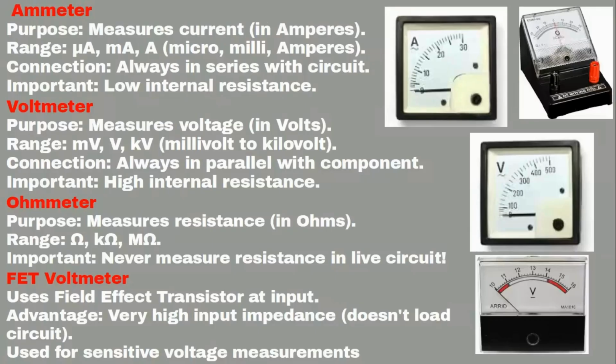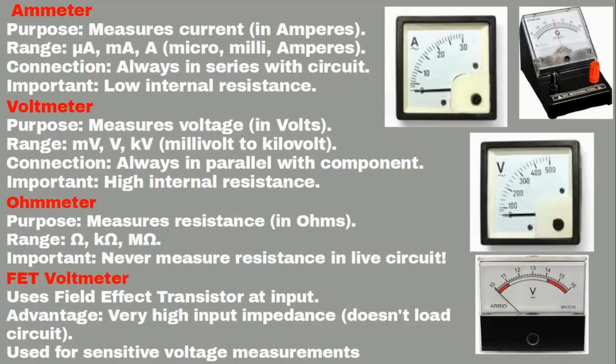All right. Point-wise, we'll discuss what an ammeter is. The purpose of an ammeter is measuring current in amperes. There are two types: AC ammeter and DC ammeter. Ranges are from microamp to milliamp and ampere. Connection is always in series with the circuit. This is a very important point: when you measure, the probes should be in series with the circuit. The next important point you have to remember is low internal resistance. It will have a low internal resistance. These are a few of the points you should understand about the ammeter.